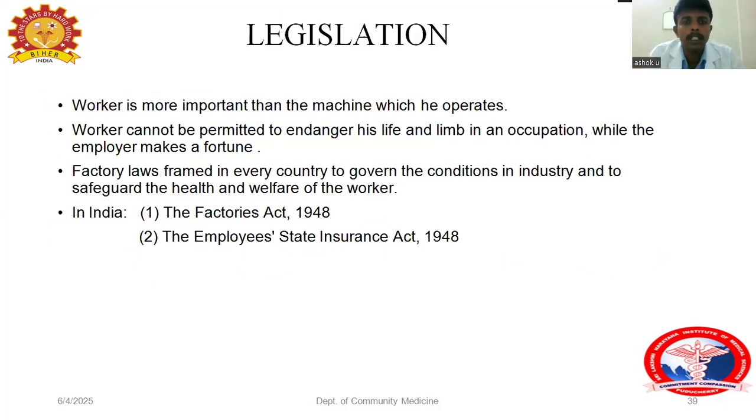Last is legislation. The worker is more important than the machine which he operates. A worker cannot be permitted to endanger his life while the employer makes a fortune. So every country has legislation to govern the conditions in industries and safeguard the health and welfare of workers. In India we have two acts: the Factories Act of 1948 and the Employees State Insurance Act of 1948. These will be discussed in the next session.